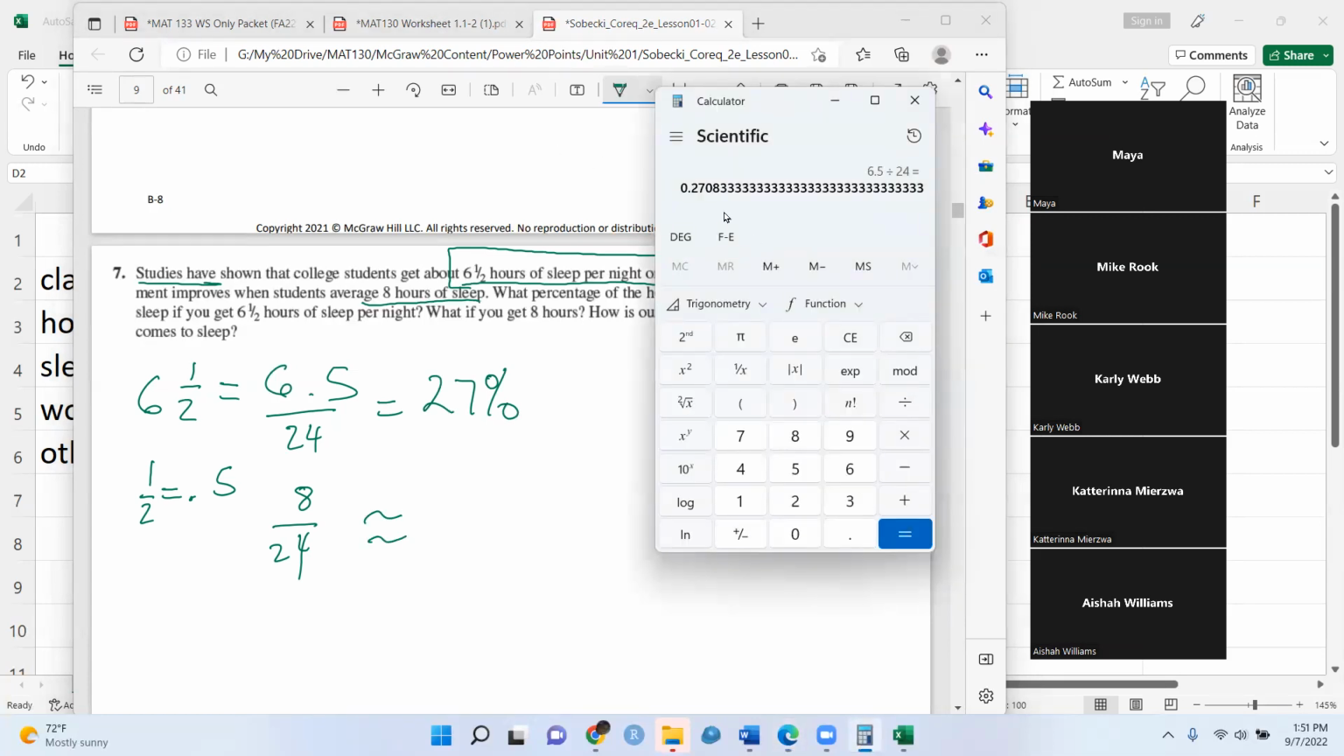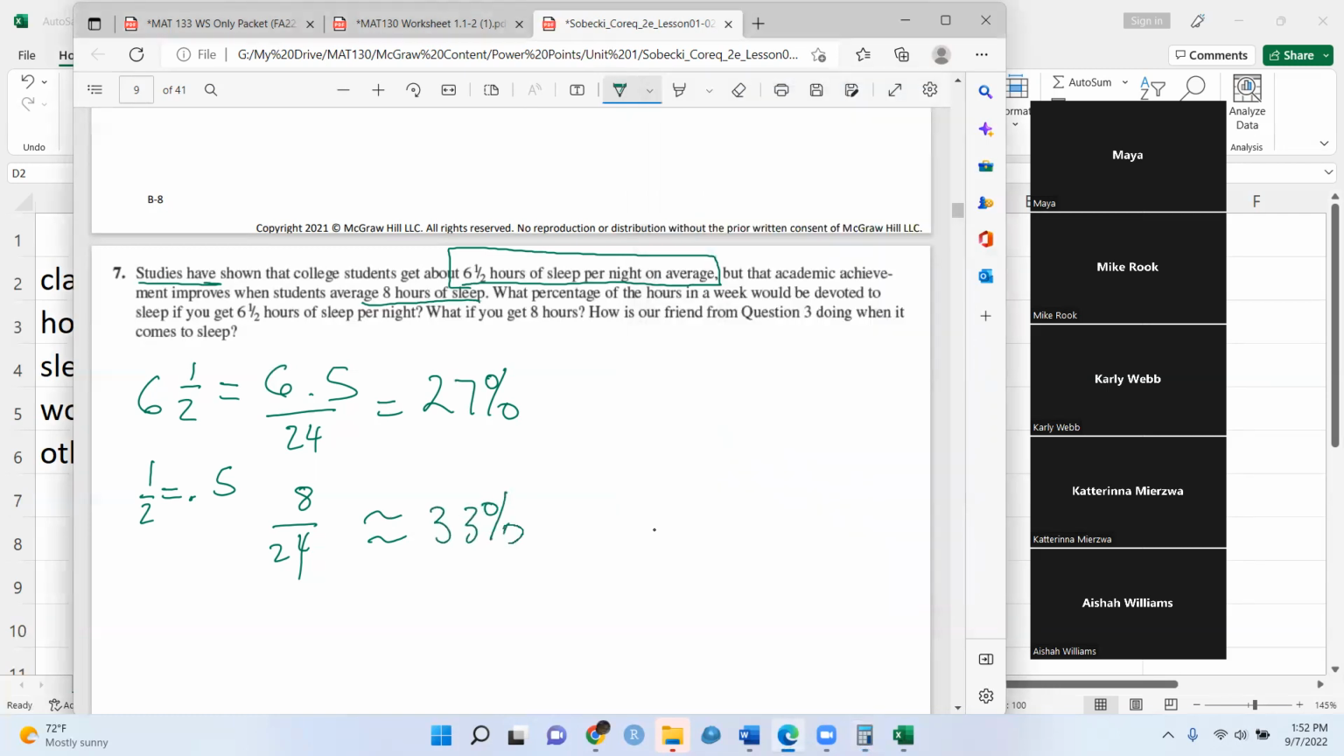And notice I multiplied by 100. I didn't actually do it, I just did it in my head to get to 27%. And then 8 divided by 24, I'm pretty sure that's going to be 33%. Yeah, because that's 1/3 of the week. So we'll just round that to 33%. So if you're averaging 8 hours of sleep per night, that means you're spending 33% of your week with your eyes closed, asleep. And if you're averaging 6.5, you're spending 27%.